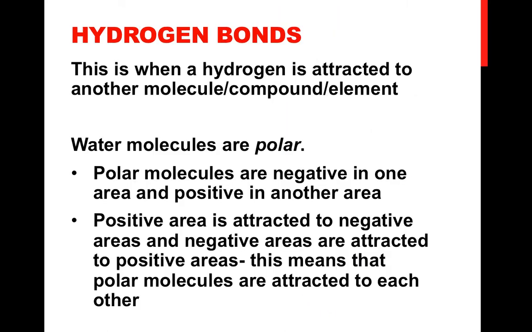Hydrogen bonds. This is when a hydrogen is attached to another molecule, compound, or element. Water molecules are polar. When you think of polar, I bet most of you think of the North Pole and the South Pole. They're opposites, okay? Same thing applies here. Polar molecules are negative in one area and positive in another. So they're opposite charges is what we're talking about here. The positive area is going to be attracted to a negative area, and the negative area to a positive area. Kind of makes sense. Opposites attract. This is it. Polar molecules attract to other polar molecules.